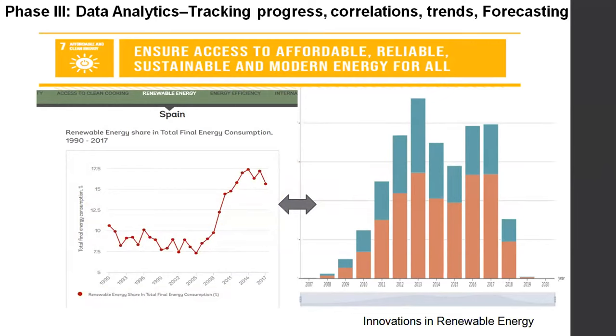On the left side of this slide, you can see the progress of the share of renewable energy in Spain, spanning from the 90s up to 2017. On the right part of the slide, you can see the innovations that we have traced for renewable energy in those years. Can we find some good correlations justifying that these innovations somehow contributed to the progress that was made in Spain? Can we also forecast and predict what the future will be in the coming years?